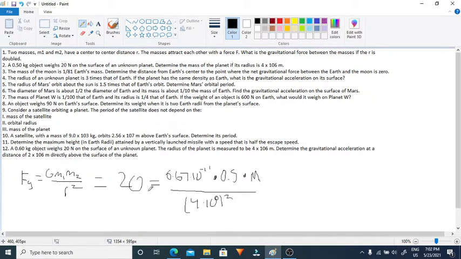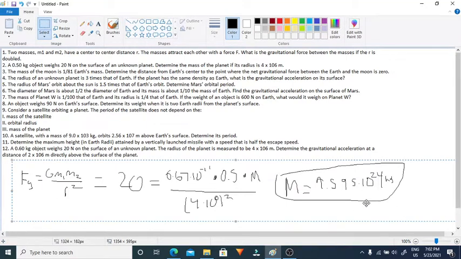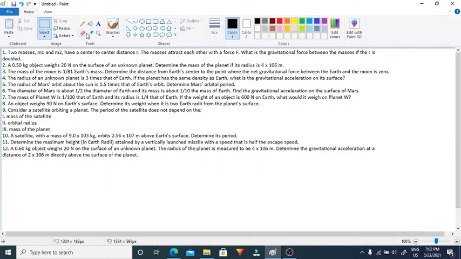When you solve this equation for M, once you do it on the calculator, M equals 9.595 times 10 to the 24th. And don't forget your units, kilograms. That's our final answer. Alright, so then question 3.